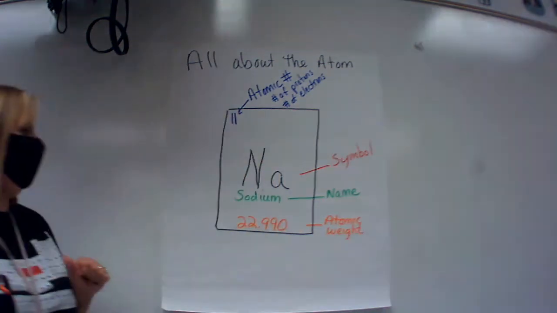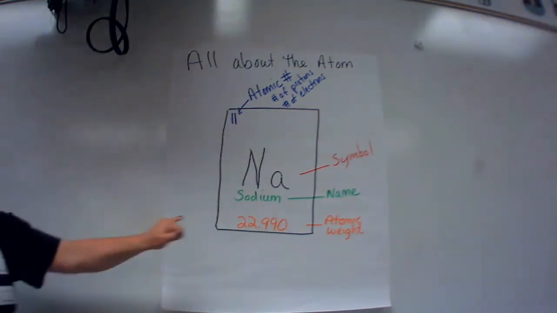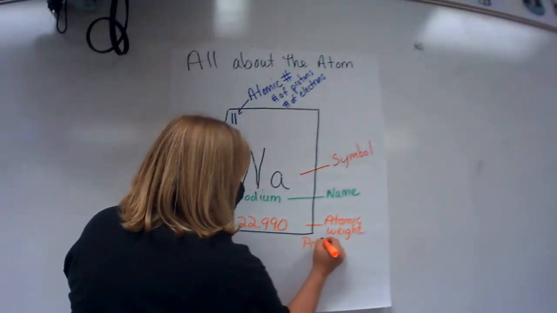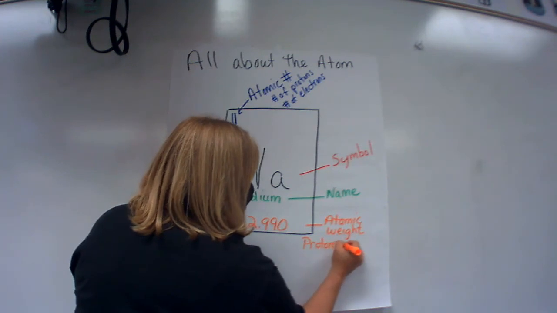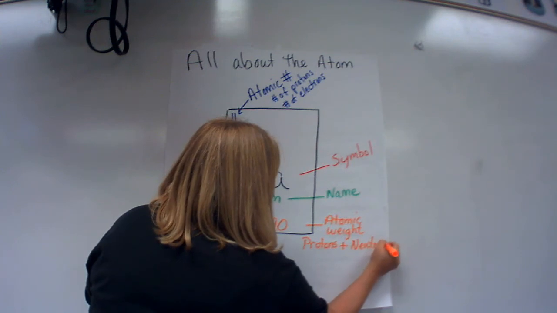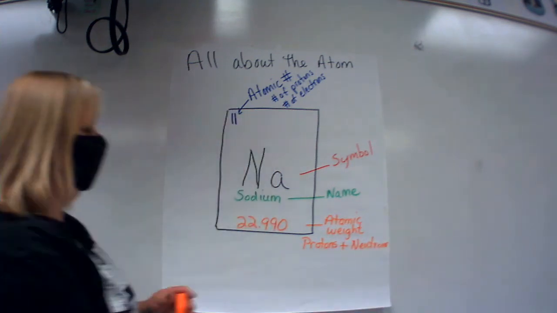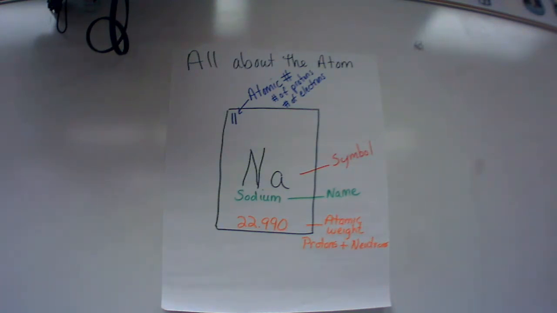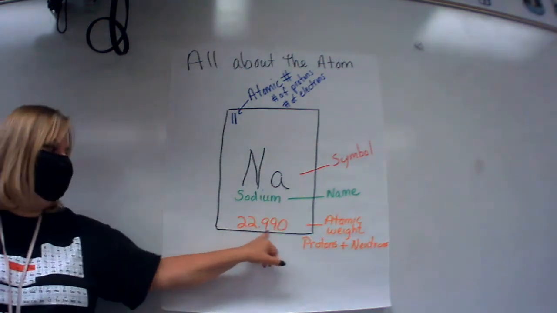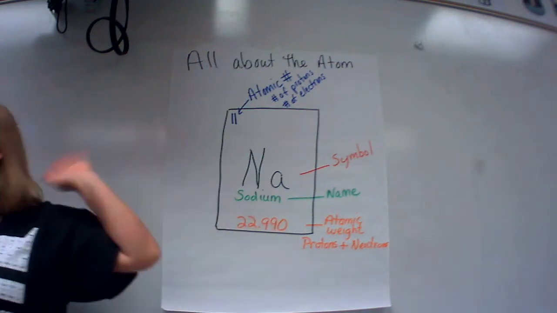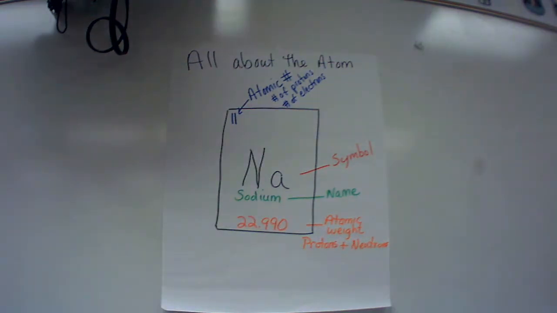So, we know that the atomic weight is the protons plus the neutrons. What we're going to do is round to the nearest whole number. So, Camden, what is that number? 23. Okay, we are such good rounders.